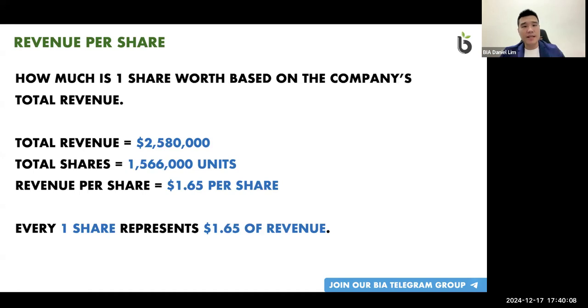Okay, now let's go through another one. Let's put a more difficult one, with more difficult numbers. How much is one share worth based on the company's total revenue? Total revenue here, let's say, is 2.58 million, and the total shares of this company is 1.566 million units. How do we know the revenue per share? We just divide it. We take the 2.58 million here, divide by 1.566 million units. And now we know the revenue per share for this company is $1.65 per share, which also means every one share represents $1.65.